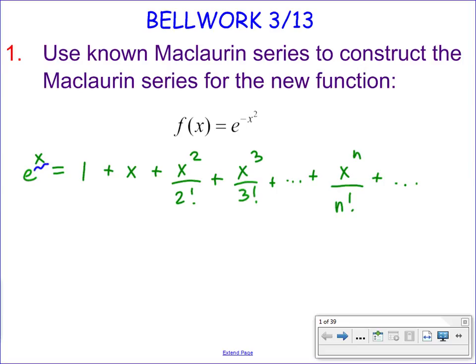So we're going to rewrite the same exact thing, but it's going to be e to the negative x squared instead of e to the x. And so we'll make that substitution. Everywhere we see an x, we'll simply plug that in. We're on a roll here.